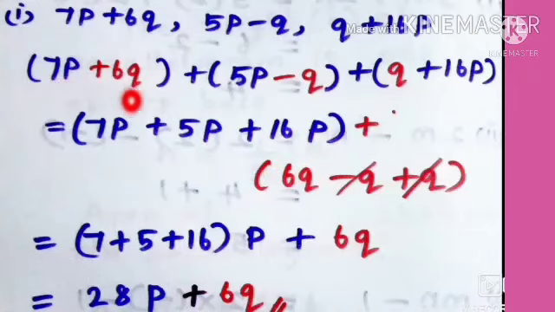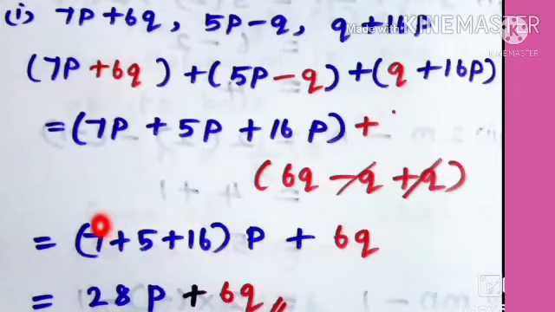Here 7p, 5p and 16p are the like terms in p. And 6q, minus q and plus q are the like terms in q. So, in the next step, 7p plus 5p plus 16p plus 6q; here minus q and plus q cancel. Now, in the next step, we are going to add the coefficients of like terms separately.